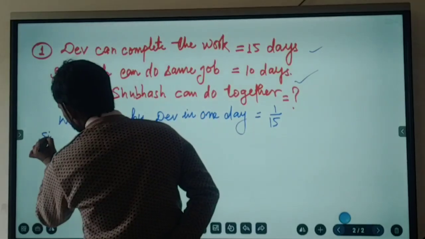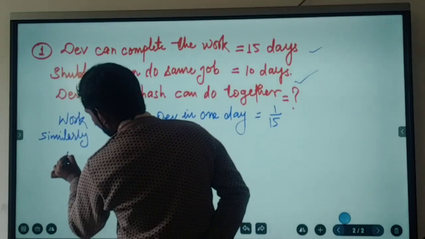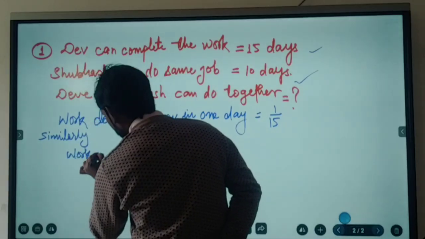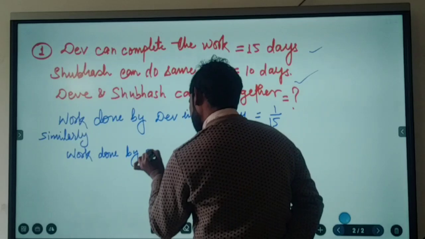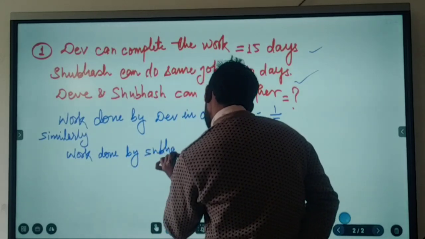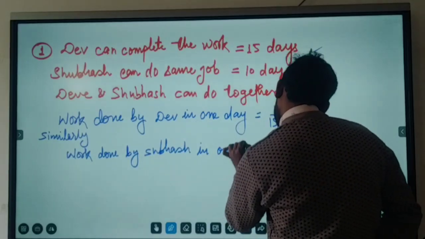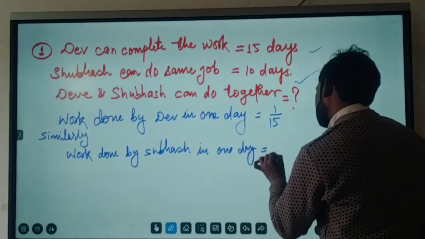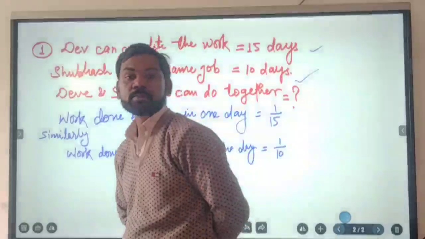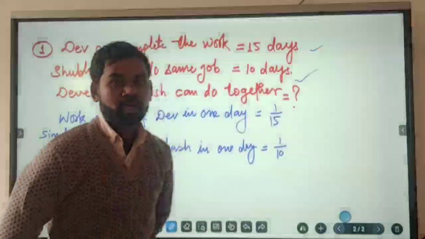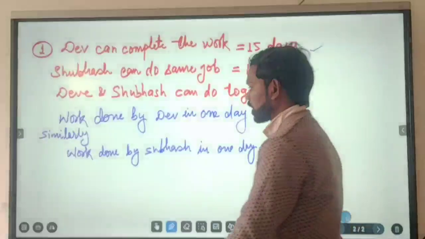Similarly, work done by Subhas in one day, and this is equal to 1 by 10. So 1 by 10 represents the work done by Subhas in one day. Now let's find out the work done by Dev and Subhas in one day.